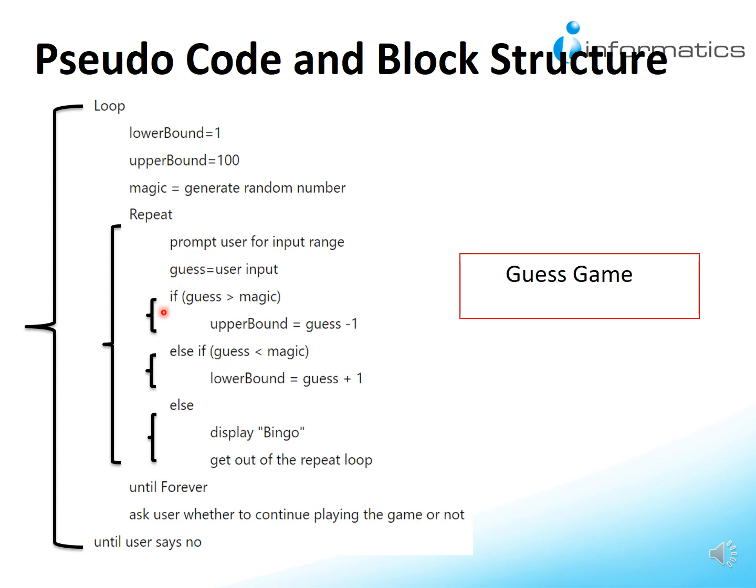After that, the program makes a decision using nested if statement to decide whether the guess is greater than the magic number or the guess is less than the magic number. In this case, the system will adjust the upper bound and the lower bound, in other words, adjust the range accordingly. If the user gets the magic number correctly, the system will display bingo, congratulations, and so on. After that, it gets out of the internal loop.